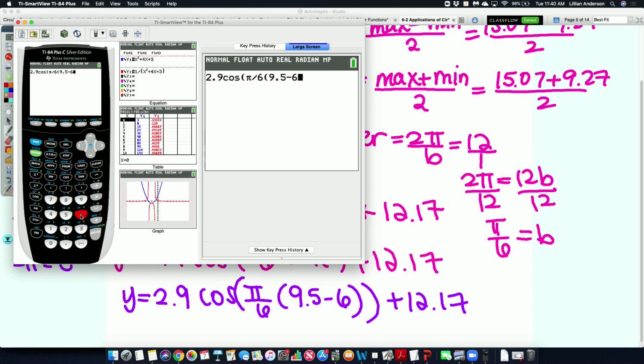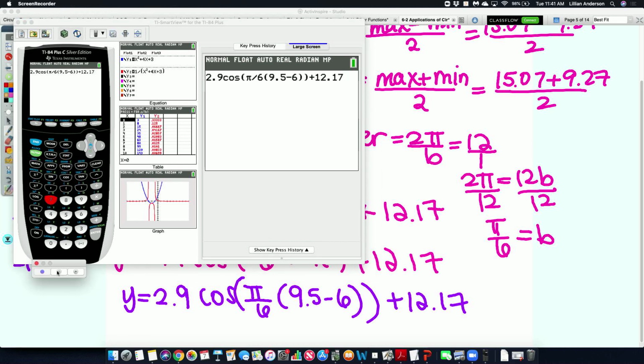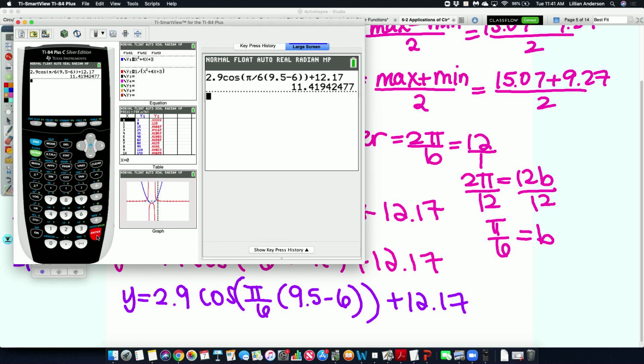I do have 2 parentheses at the end of that 6 because the first parenthesis closes off the 9.5 minus 6. The second parenthesis actually closes off that entire pi over 6 times that number. Then the plus 12.17. Has everyone typed it in? Did you guys get this number?